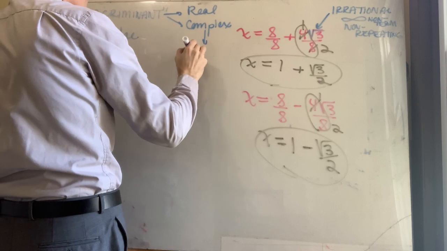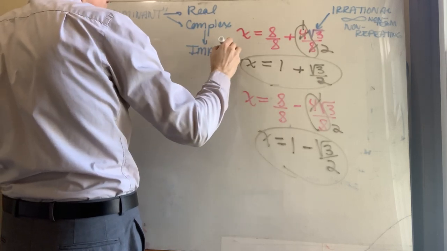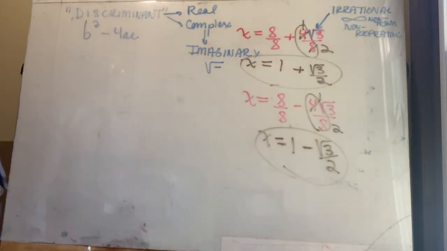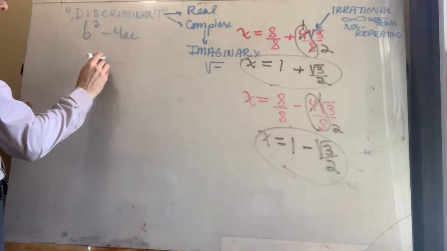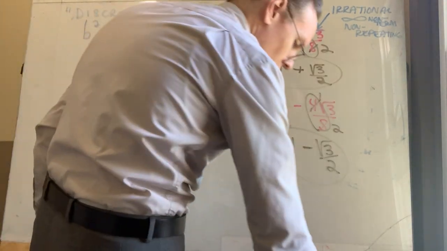Complex implies that there's an imaginary number. Imaginary. Square root of a negative. If you had a problem where you ended up with something like this, it's wet.